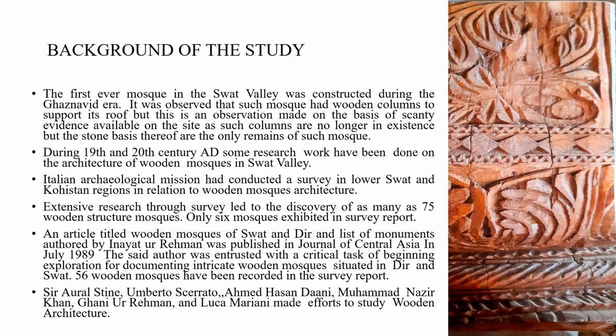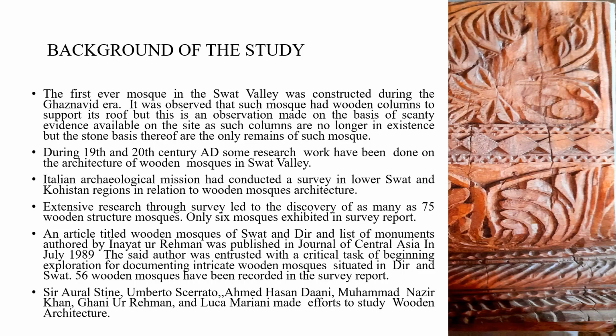During 19th and 20th century AD, some research work has been done on the architecture of wooden mosques in Swat Valley. Italian archaeological mission had conducted a survey in Lower Swat and Kohistan regions in relation to wooden mosque architecture. Extensive research through survey led to the discovery of as many as 75 wooden structure mosques. Only 6 mosques exhibited in survey report.